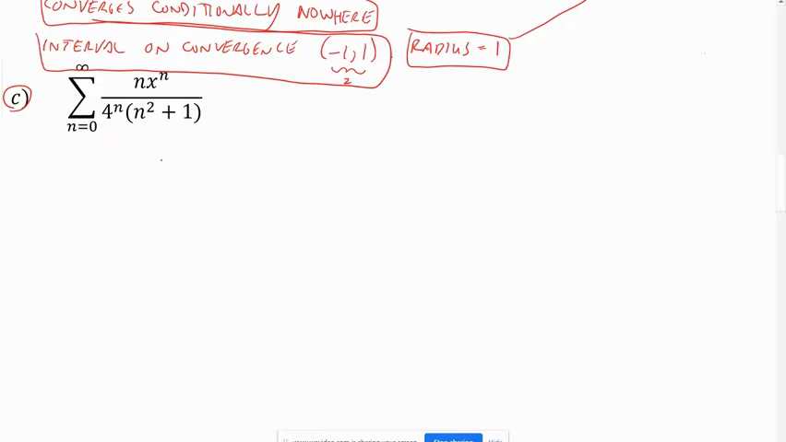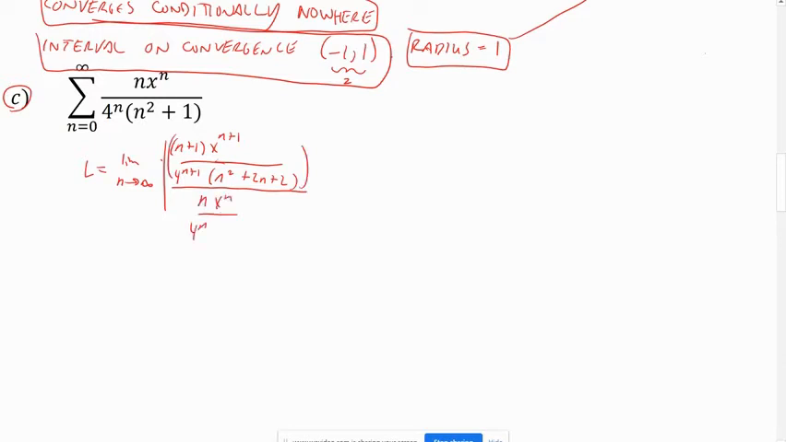Okay, so I'm going to go ahead and use the ratio test for this one again. L equals the limit as n approaches infinity of n plus 1 x to the n plus 1 over 4 to the n plus 1 times n squared plus 2n plus 2, over n x to the n over 4 to the n times n squared plus 1.